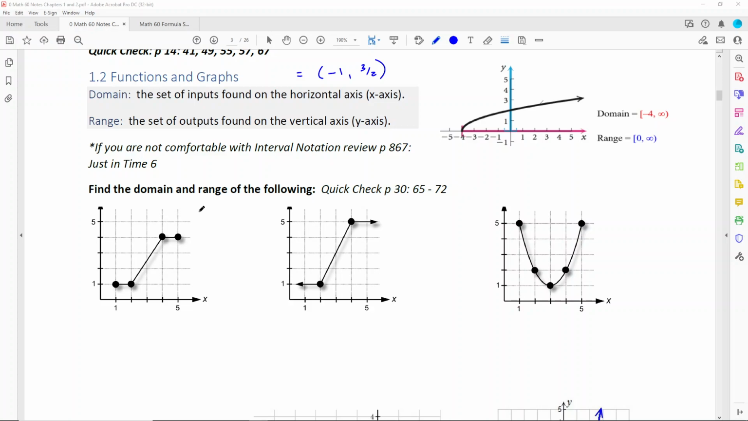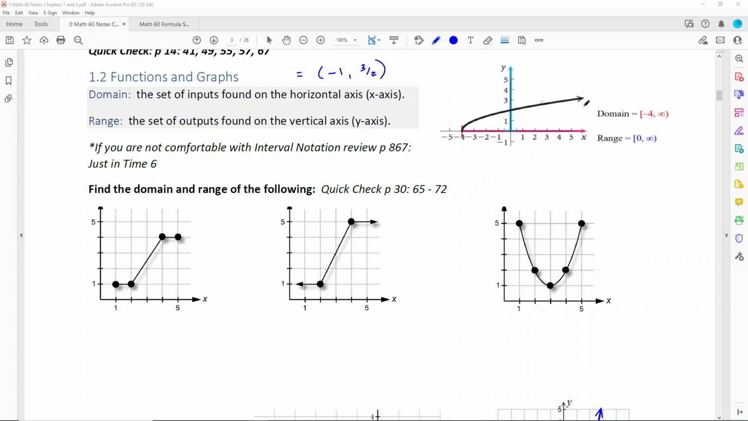1.2 is still talking about graphs and how to interpret graphs, but it's going to go on to an idea of functions as well. So the first thing we want to talk about when we're talking about graphing in this section is this idea of domain and range. So understanding what the possible x values are for a graph, which is your domain, which can also be called your inputs on the horizontal axis, and your range, which is your possible y values or outputs for your graph.